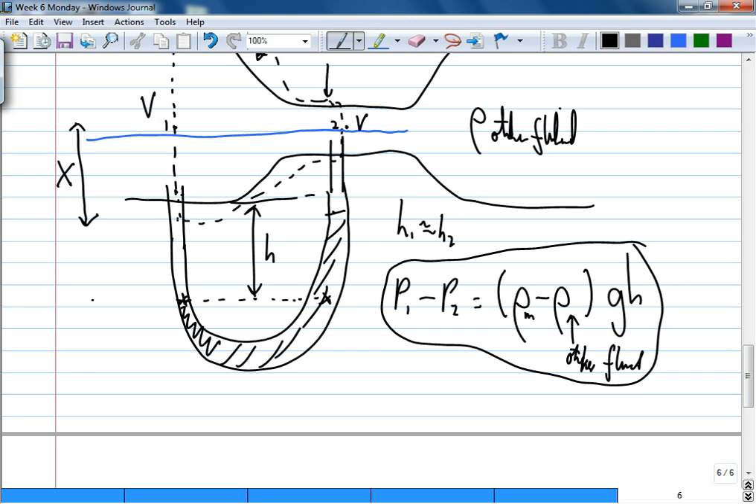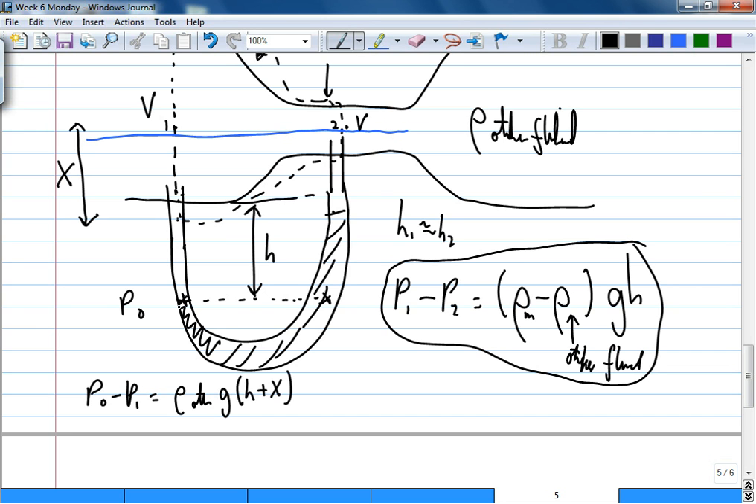So this point I call this P naught. On this side, P naught minus P1 is equal to rho other fluid G times H plus X. Is that okay or not? H is the distance from here to the top of the manometer fluid on one side, and from the top of the manometer fluid to points 1 and 2 is distance X.